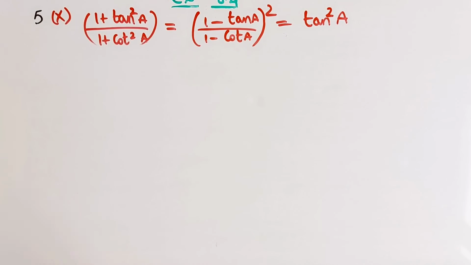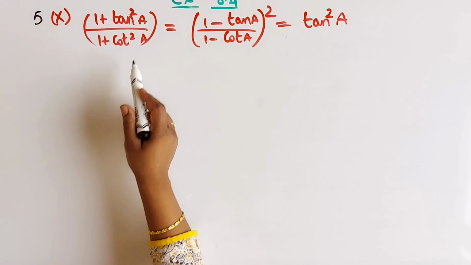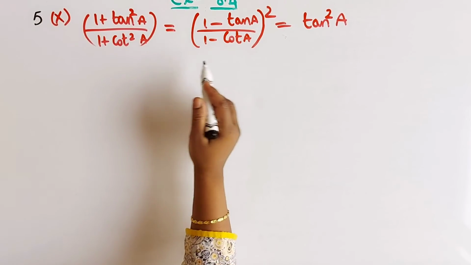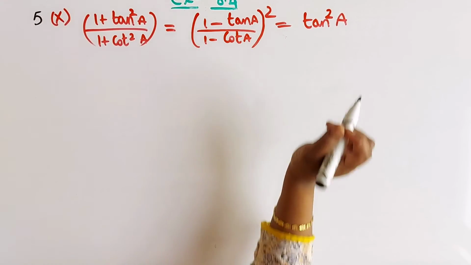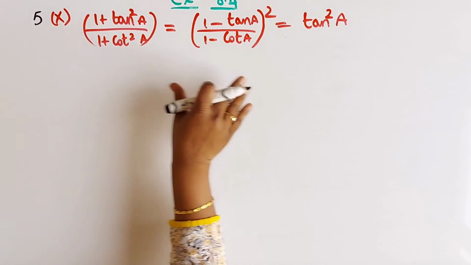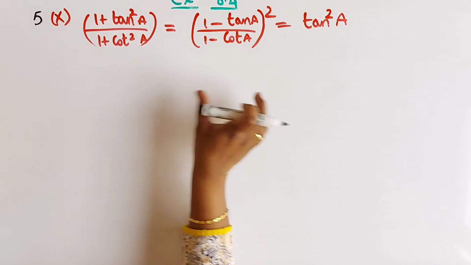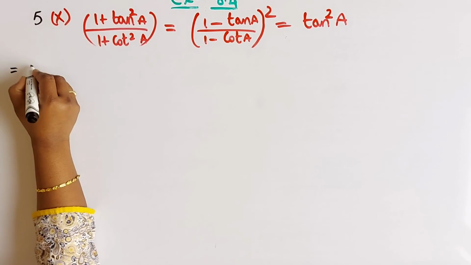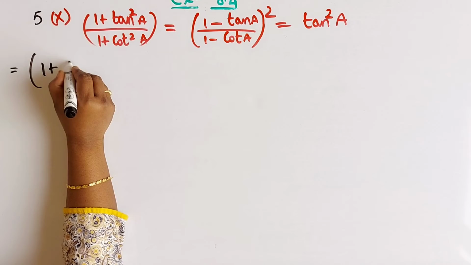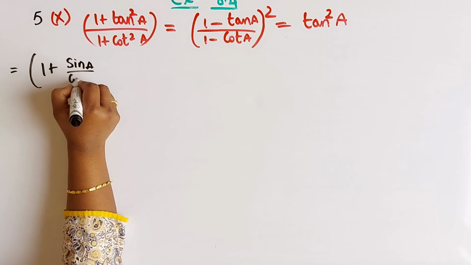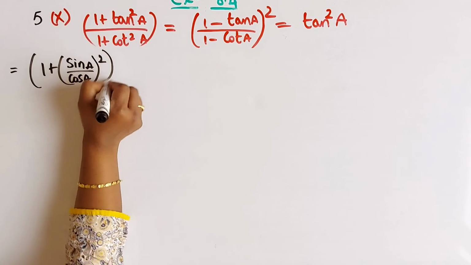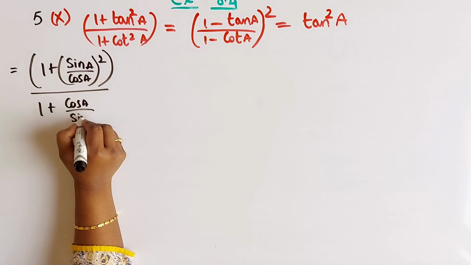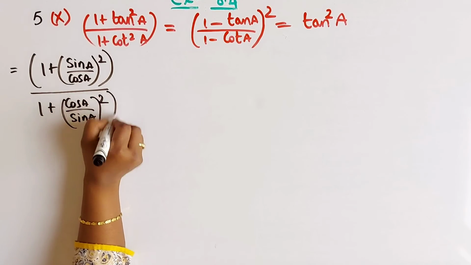Now 10th question, children. 1 plus tan square A divided by 1 plus cot square A equals (1 minus tan A by 1 minus cot A) whole square equals tan square A. See here children, the question is like 3 parts, so we have to solve separately. First we'll see this part, 1 plus tan square a, that is 1 plus (sin a by cos a) whole square, and 1 plus cot square a, 1 plus (cos a by sin a) whole square.